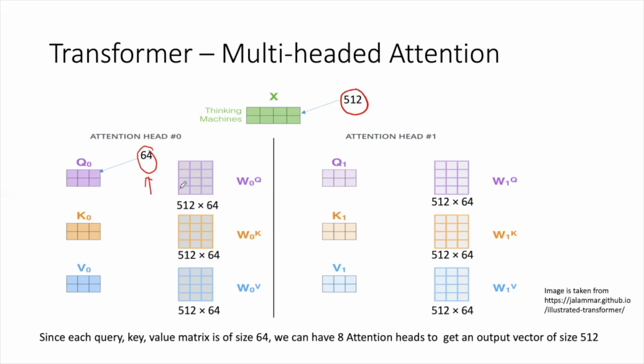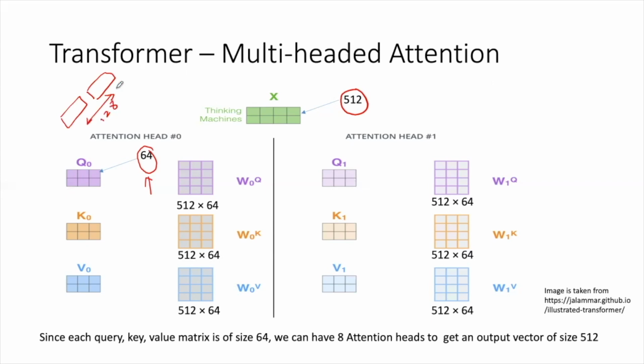Since we have reduced the dimensions through these matrices, there's a concept called multi-head attention, where we generate several such 64 dimensional contextual representations for every input word, and then we concatenate them. So let's say you concatenate two vectors of 64 dimensions, you get a combined vector of size 128.